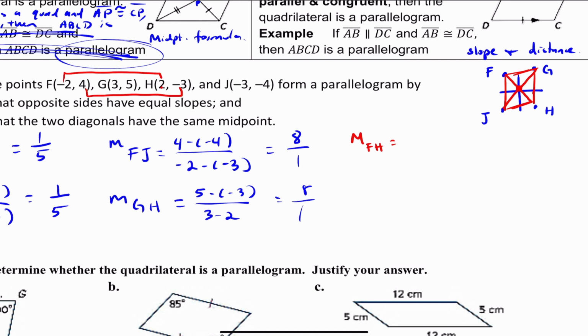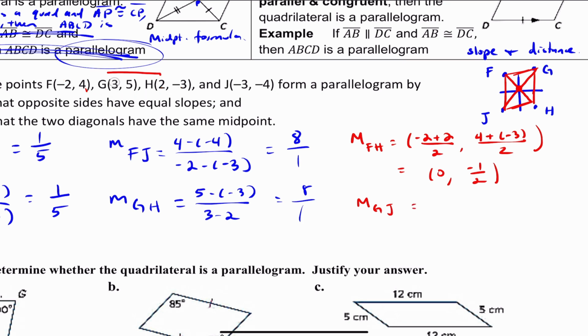There you go. That's (negative 2 plus 2)/2, comma, (4 plus negative 3)/2. If I simplify this, negative 2 plus 2 is 0, and 0 over 2 is 0. And 4 plus negative 3 gives me negative 1 over 2. Now I'm going to figure out the midpoint of the diagonal which goes from G to J. So M of GJ is equal to (3 plus negative 3)/2, comma, (5 plus negative 4)/2.